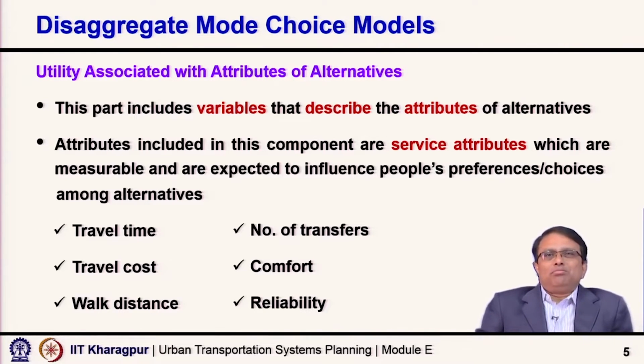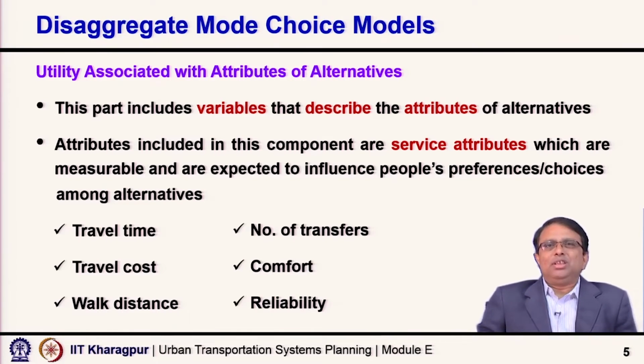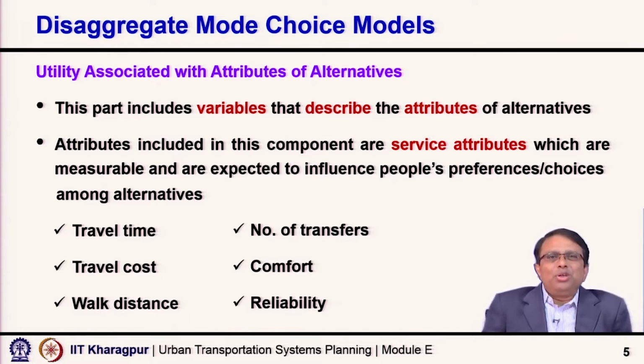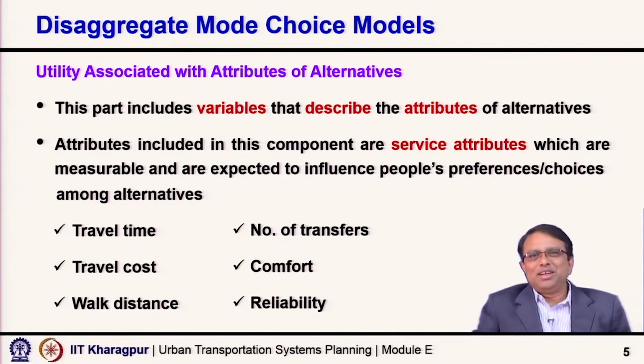Obviously, if some attribute does not influence the choice, why bring it here, right? It is not a list building activity. We want to model that choice accurately, or as accurately as possible. So obviously, we want to bring those variables which are likely to influence the choice decision of the individual.